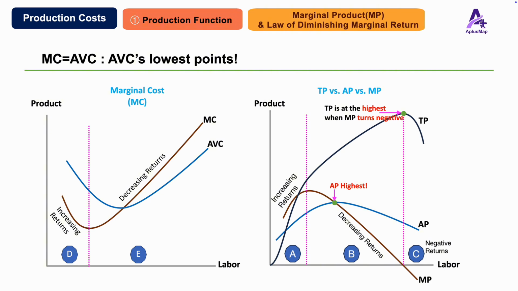Understanding that link, productivity driving costs, is just fundamental. Productivity up, marginal cost down. Productivity down, marginal cost up. Got it. And just like MP and AP had that relationship, let me guess. MC has a relationship with average costs.